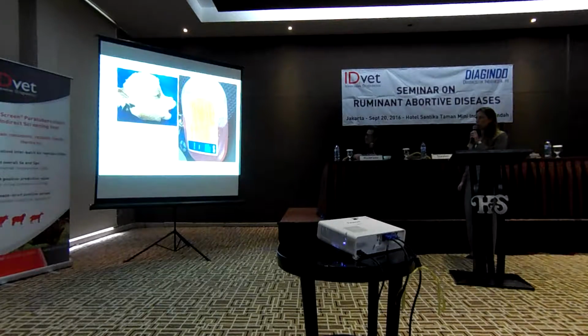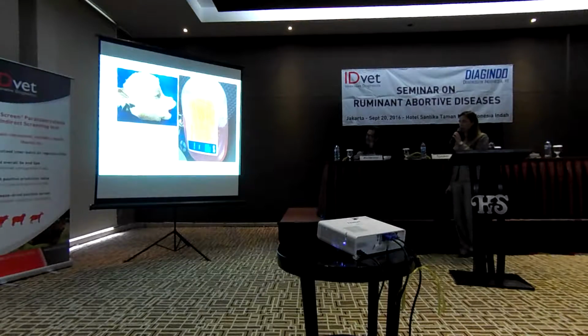So on the left, there's a typical BVD calf with hydrocephaly. And then on the right is Pestigard vaccine. This is the one that's licensed in Australia by Zoetis.